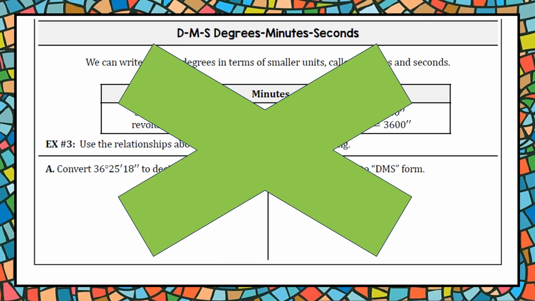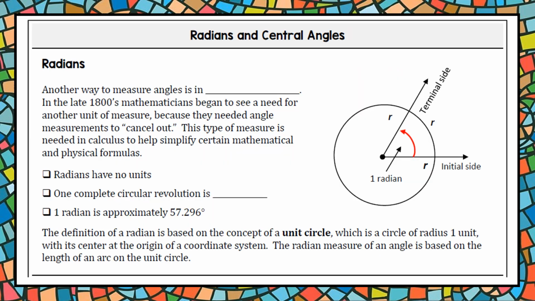So let's keep going here. This next part about degrees, minutes, and seconds, we're not going to focus a whole lot on it. You're welcome to look at that here if you want, but it's just a way to express not complete angles, like you have decimal points with normal numbers. We're not going to focus a lot on that. So let's keep going here.